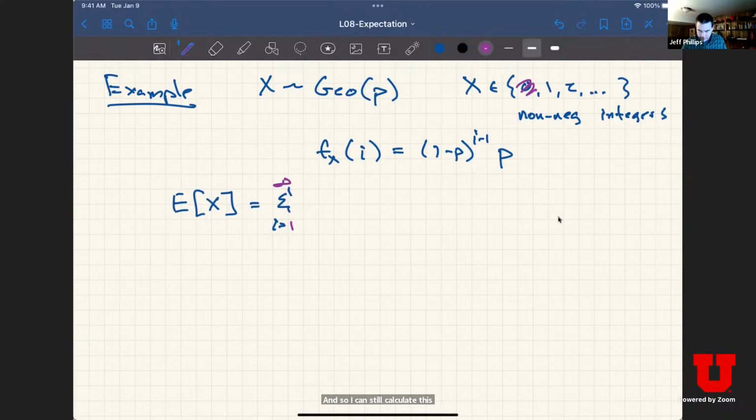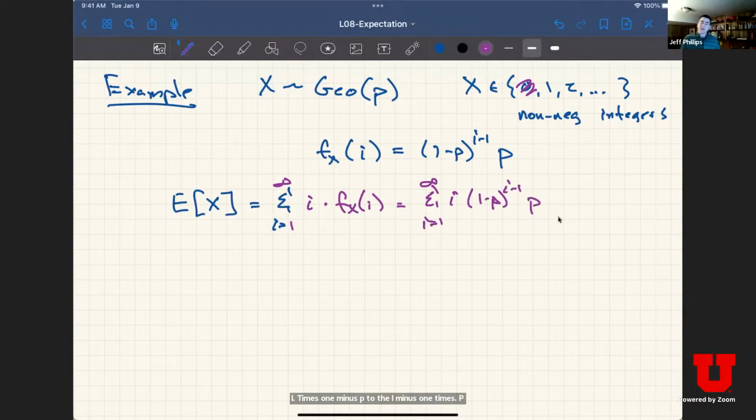Okay, and remember the sum is going to be this value i times f of x of i. So i equals 1 to infinity, i times 1 minus p to the i minus 1 times p. So this is the expectation. This looks pretty intimidating if you're not used to these infinite sums.